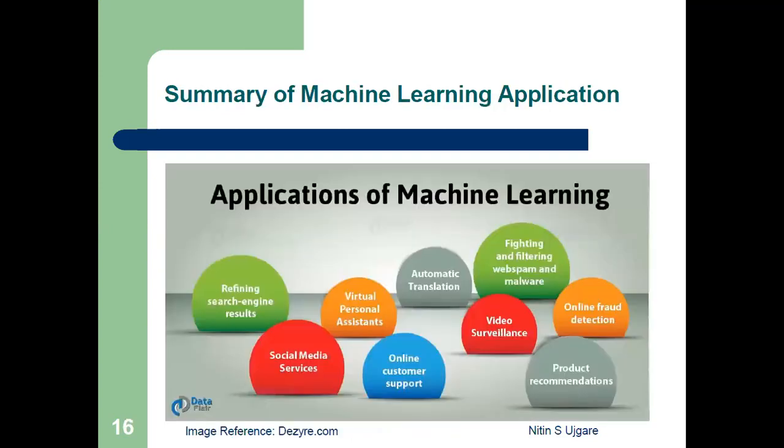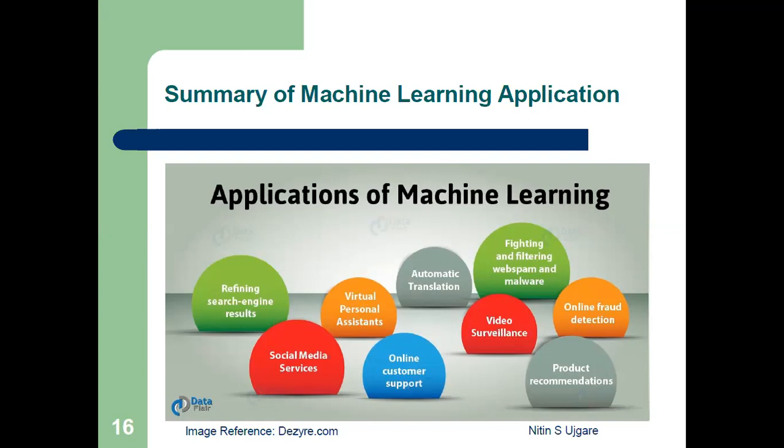Apart from these applications, there are some other applications of machine learning which come under social media services, virtual personal assistant, online customer support, automatic translation of speech from one language to another language, video surveillance, that is detecting humans, detecting objects, suspicious activities, and so on, firefighting robot, web spam, online fraud detection, product recommendation, and whatnot.